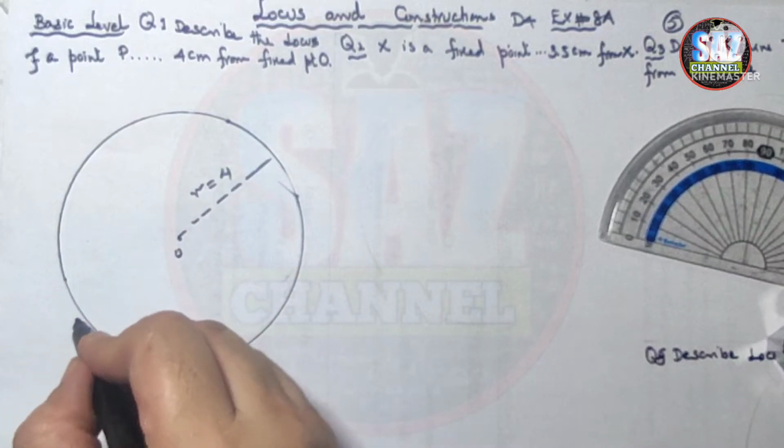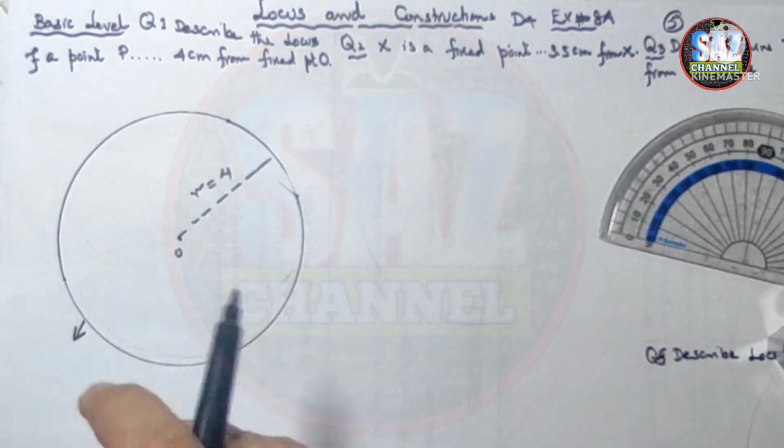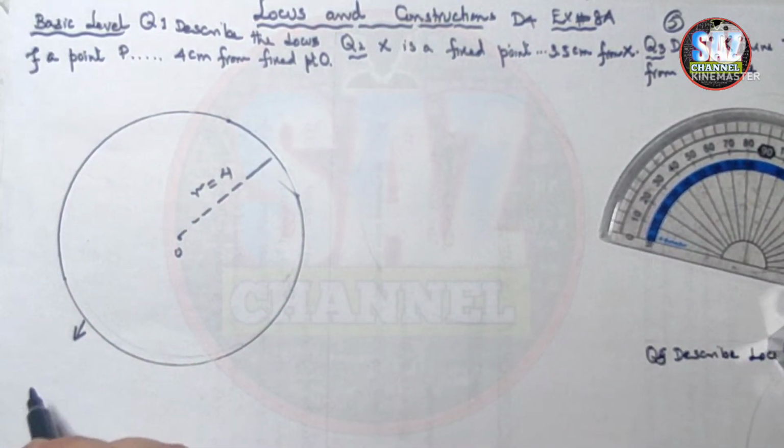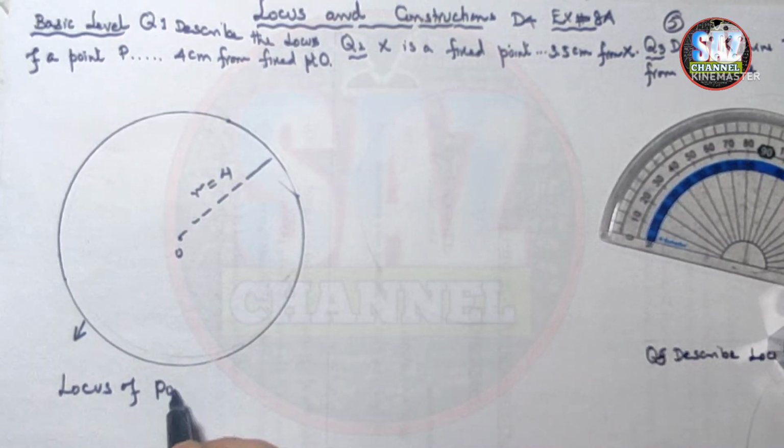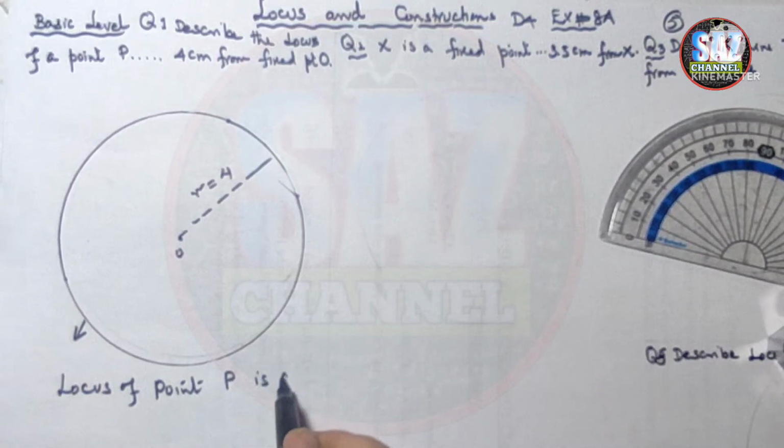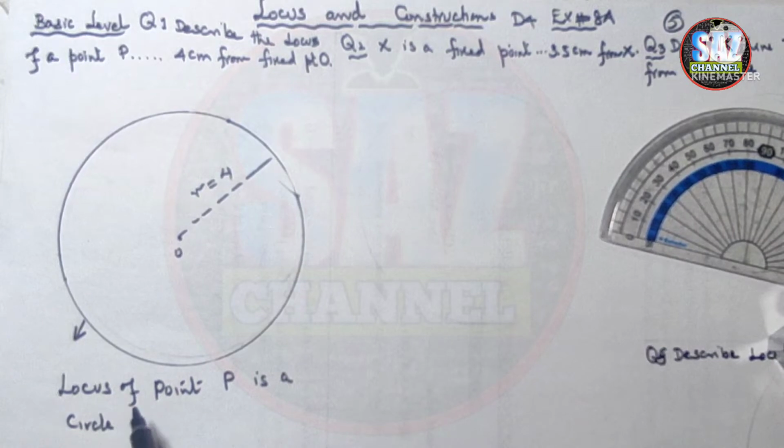describe the locus as well. The locus of point P is a circle of radius 4 centimeter. This is what you have to do in this exercise.